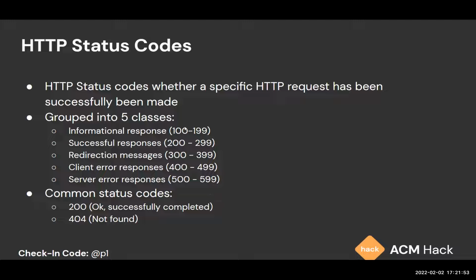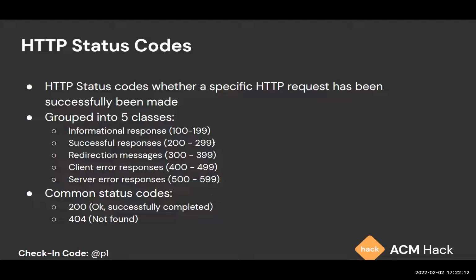that ranges between 100 to 199, that will be an informational response, right? The next thing, which is what you want to look for in a response, is somewhere in the 200 to 299 range, which would indicate that whatever request you made from the API was successful.